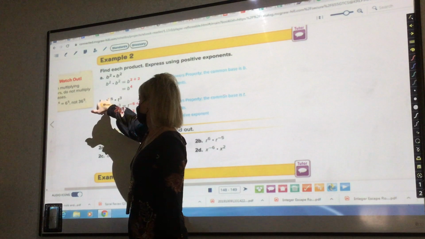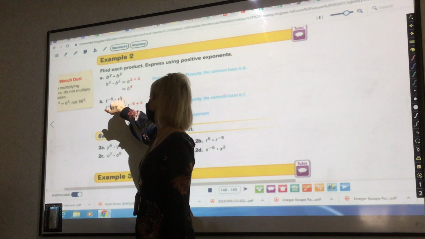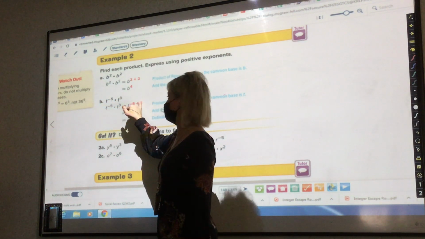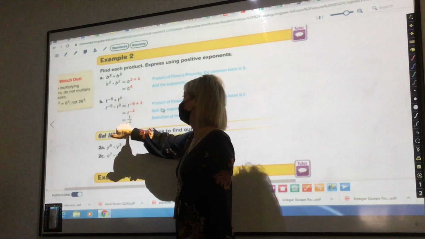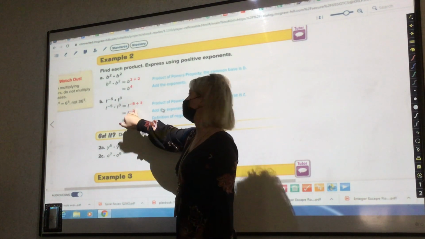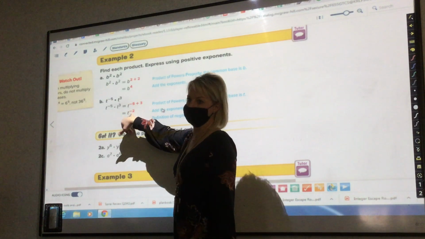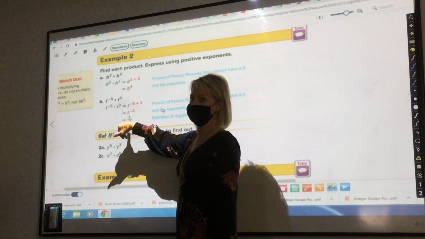t to the negative 5th times t to the 3rd. I'm adding the negative and positive, so it's going to be t to the negative 2nd, which is really 1 over t squared. Don't forget that. Don't leave it as a negative exponent. Always change it to a positive exponent.